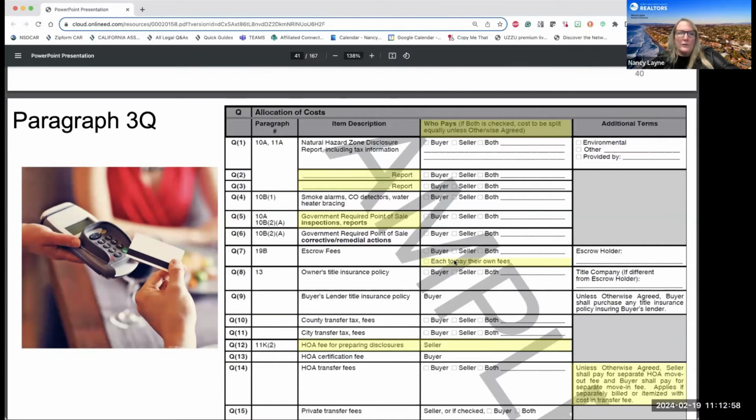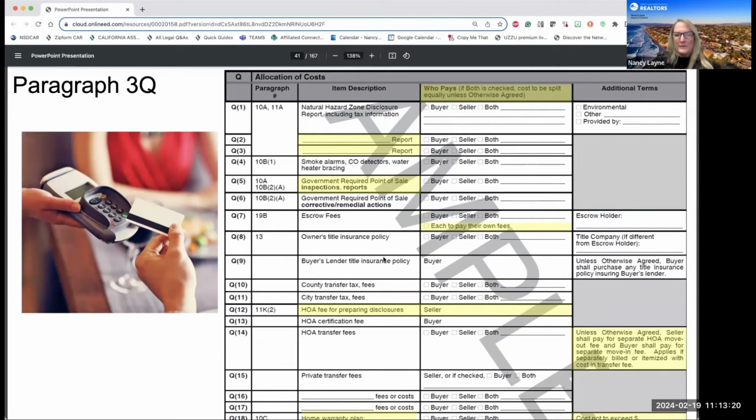Escrow fees, each to pay their own fees. This clarifies, if you put both, just so you are aware, this is a common mistake that agents make. When they put both, that means it's essentially 50-50. And if the buyer has lender fees, then you don't want the seller to pay the lender fees. So you want to always check each to pay their own fees, unless you want it to be 50-50.